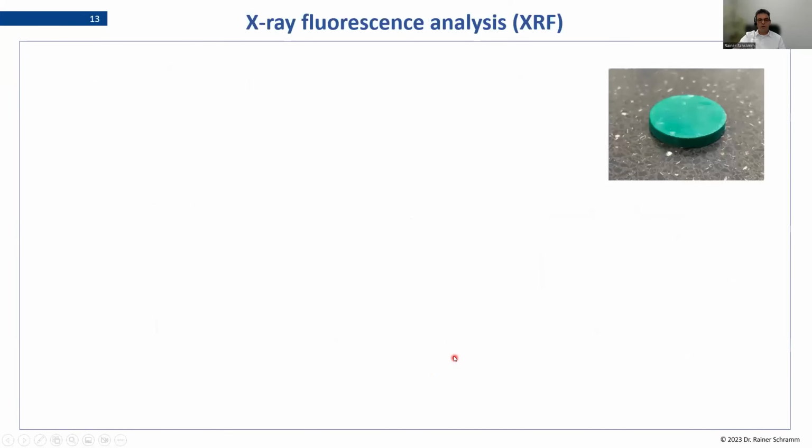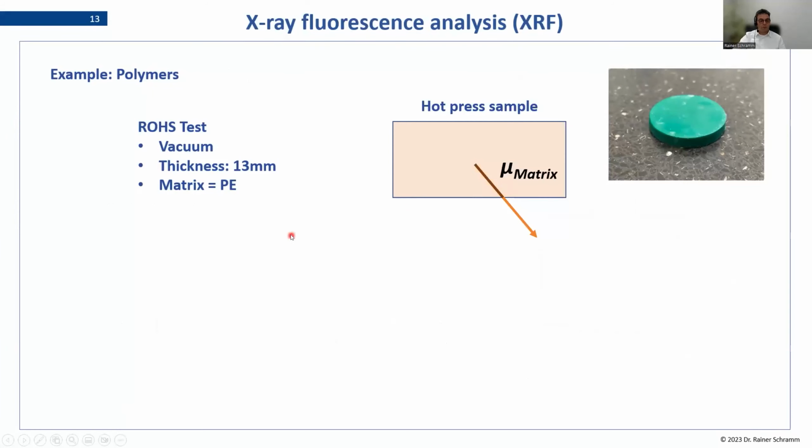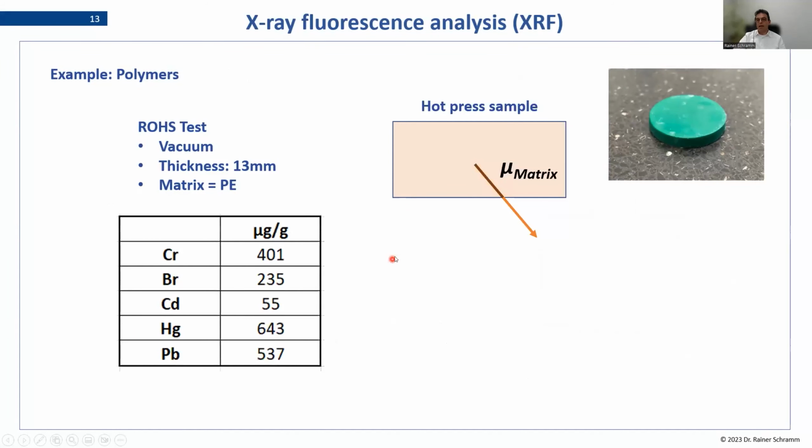Another example is polymers. For example, you have such a hot pressed polymer, which can be measured under vacuum. The matrix is polyethylene, and you typically analyze the RoHS elements. Also here, it is very important to know that these elements, bromine, cadmium, mercury, and lead, are really relevant to the thickness of the sample. So such a sample, like you see here with a few millimeters, is not really thick enough for these elements. So you have to take care about the thickness of your sample.